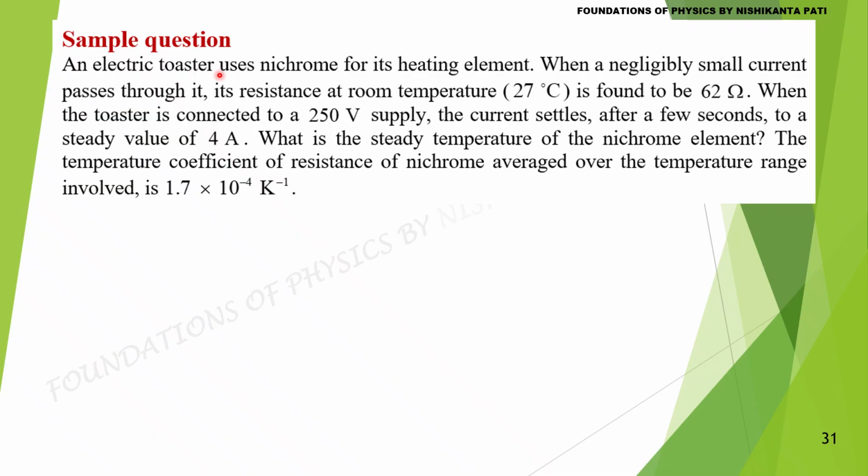An electric toaster uses nichrome, an alloy, for its heating element. When a negligibly small current passes through it, the resistance at room temperature, 27 degrees Celsius, is 62 ohm. When the toaster is connected to a 250 volt supply, the current settles after a few seconds to a steady value of 4 ampere. What is the steady temperature of the nichrome element? The temperature coefficient of resistance of nichrome is given.